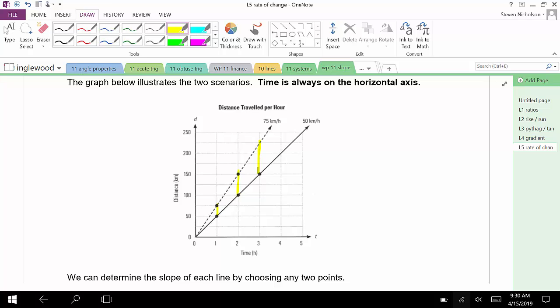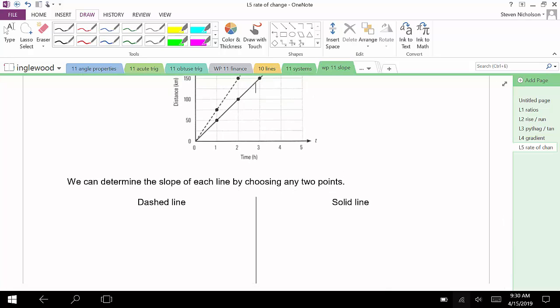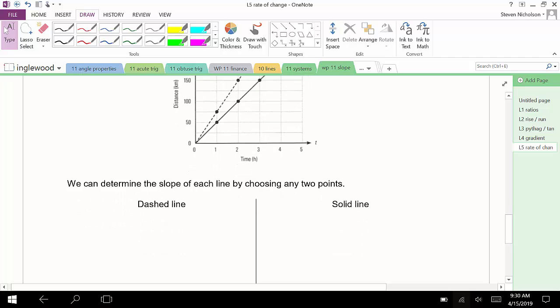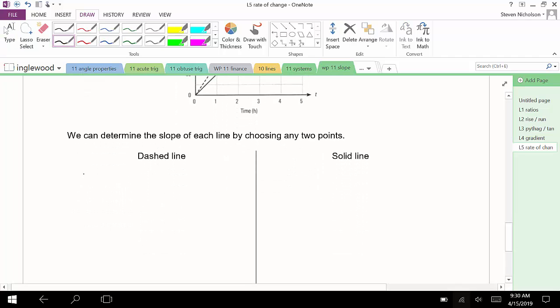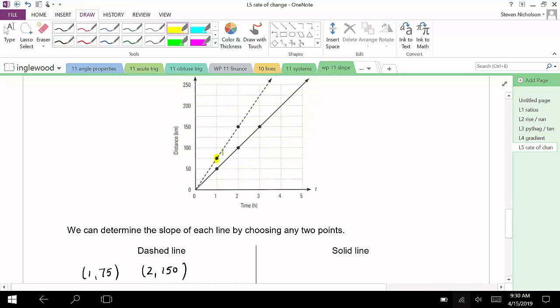But I just want to illustrate with one quick example this notion of slope as a rate of change. We want to figure out what is the slope of these two lines, and we'll see what that spits out, and hopefully that will help us with our understanding. So we can determine the slope of these lines by choosing any 2 points. In the dashed line example, I'm going to pick these 2 points, 1 comma 75 and 2 comma 150. So I'm choosing these 2 data points right here.